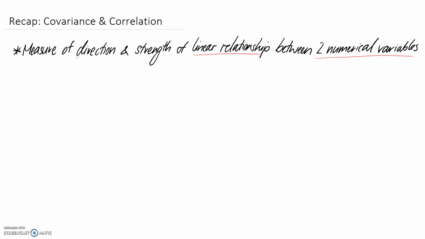So the other key bit to pick out is this direction and strength part. So if you're interested in just the direction of a linear relationship between your two variables, then this is where you're going to want to calculate the covariance for your data set. And if you're specifically interested in the strength, then this is where you need to calculate correlation, and we're going to look at the correlation coefficient. So these are the equations that we're going to go through now.